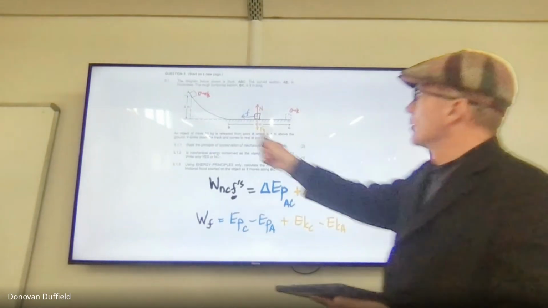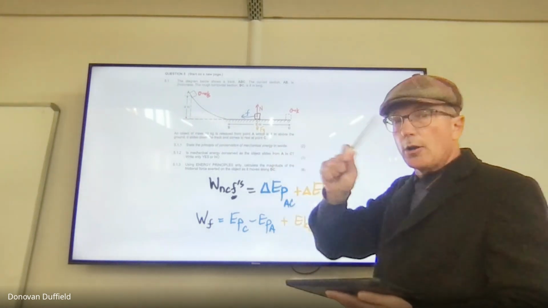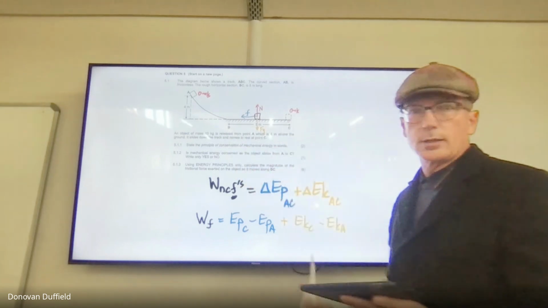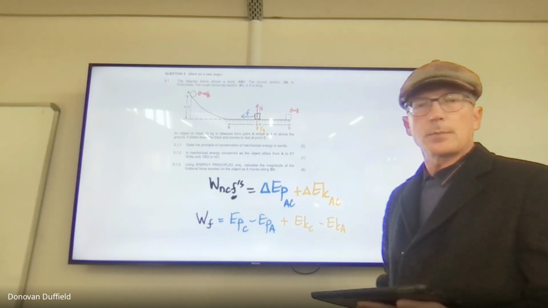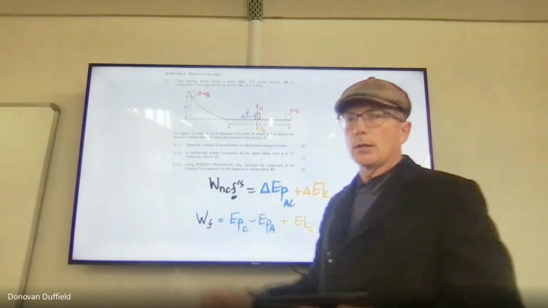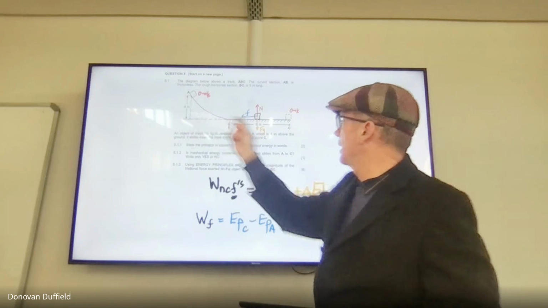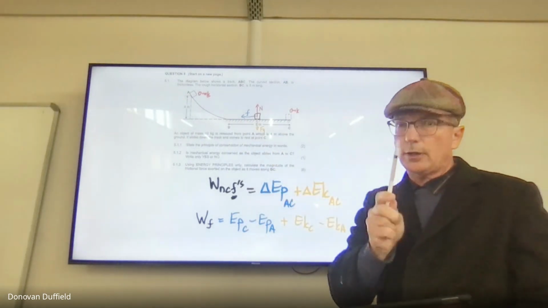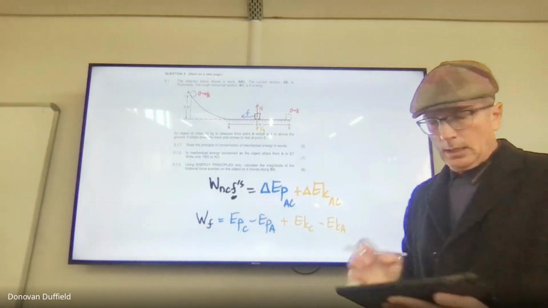Why? Because it starts at A and ends at C. The only place where there's friction is between B and C. All right? You say, but Mr. D, what about from A to B? There's no friction. So for the system between A and C, the only place where there is friction is between B and C. And we've been asked to work out that. So let's take a look.